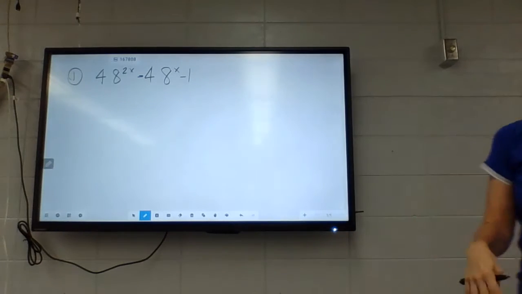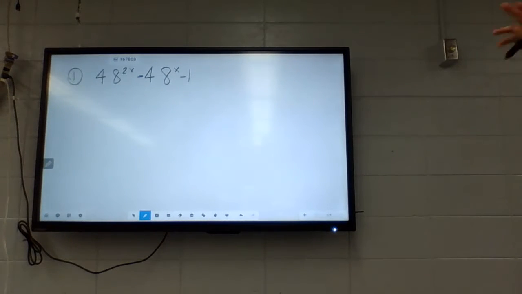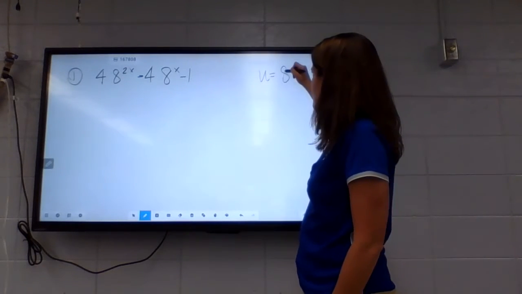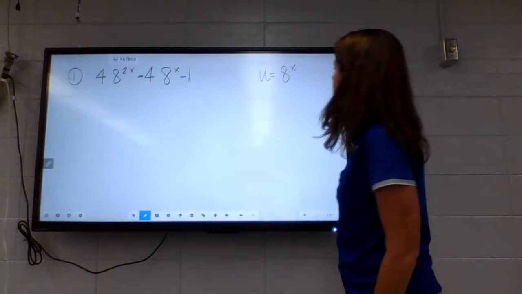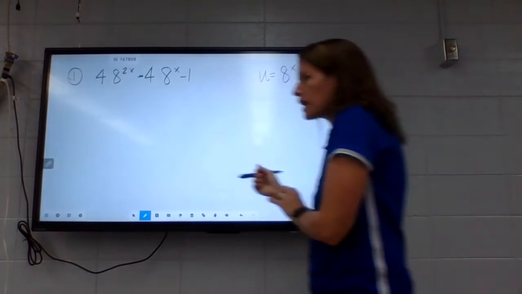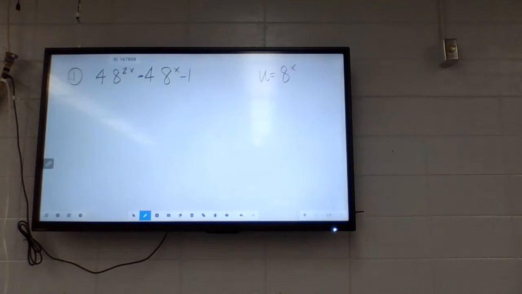I should have done one with you like that, but obviously I did some of the other examples and that didn't seem to pan out very well. So our chunk this time, I'm going to have u be 8 to the x power. Wait, just 8 to the x power, not 4 times 8 to the x power? Is it supposed to be 4 times? I think I'll just do 8 to the x.